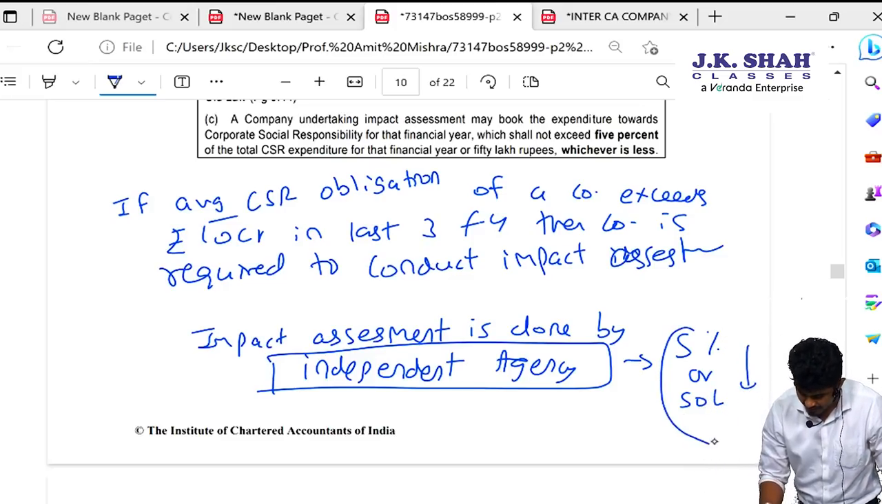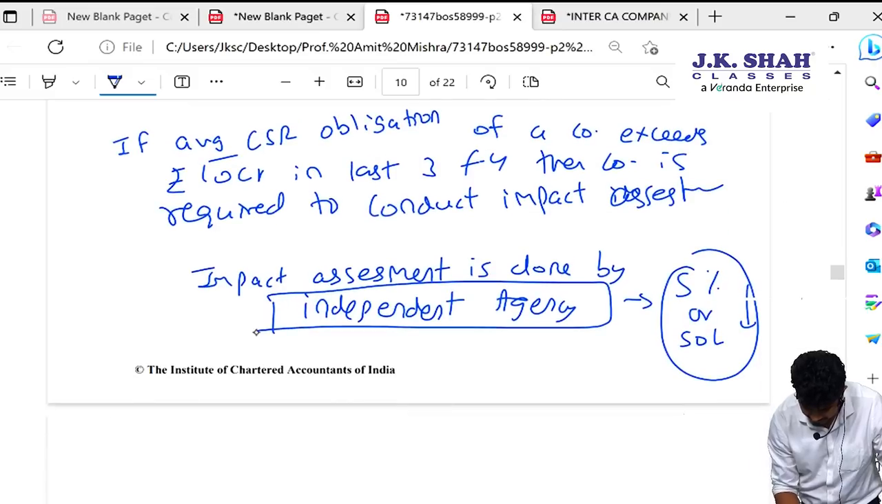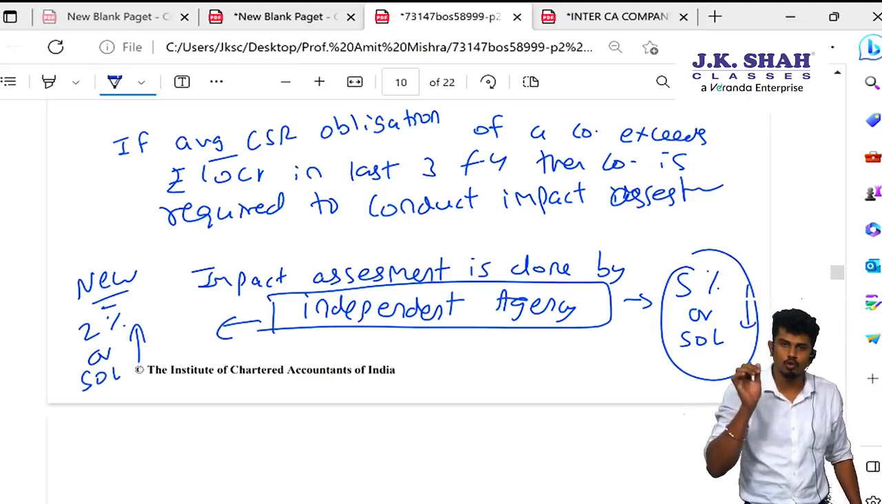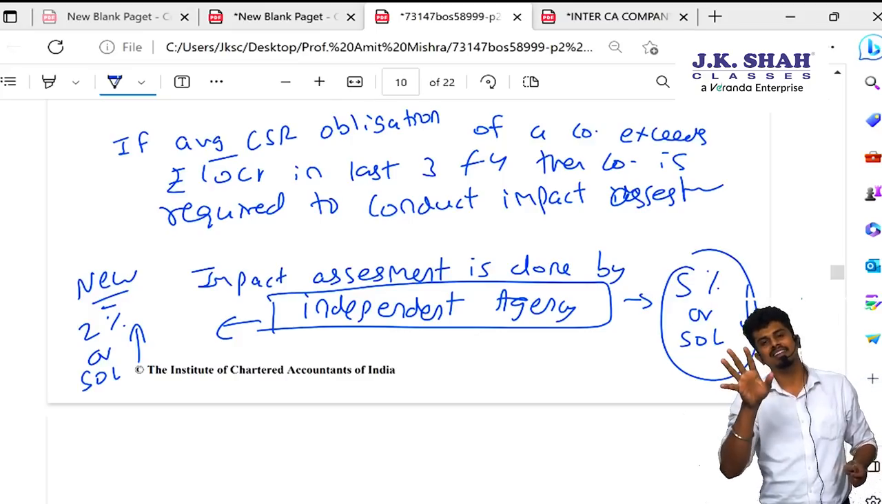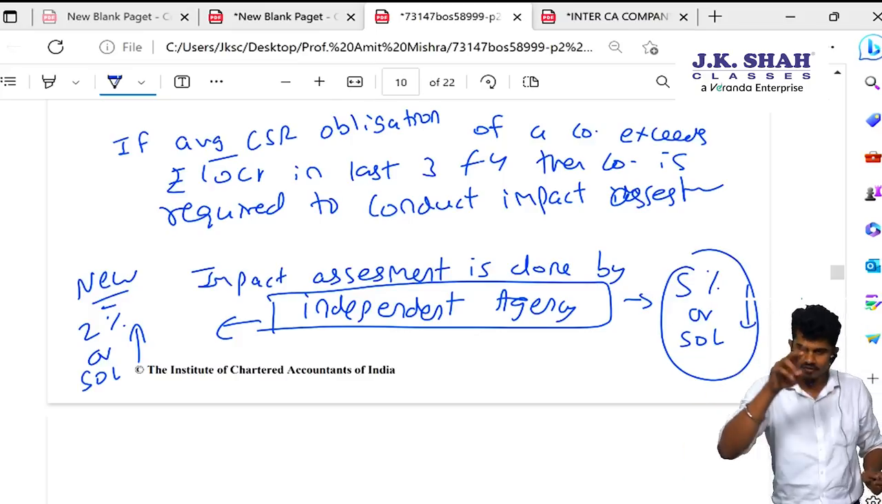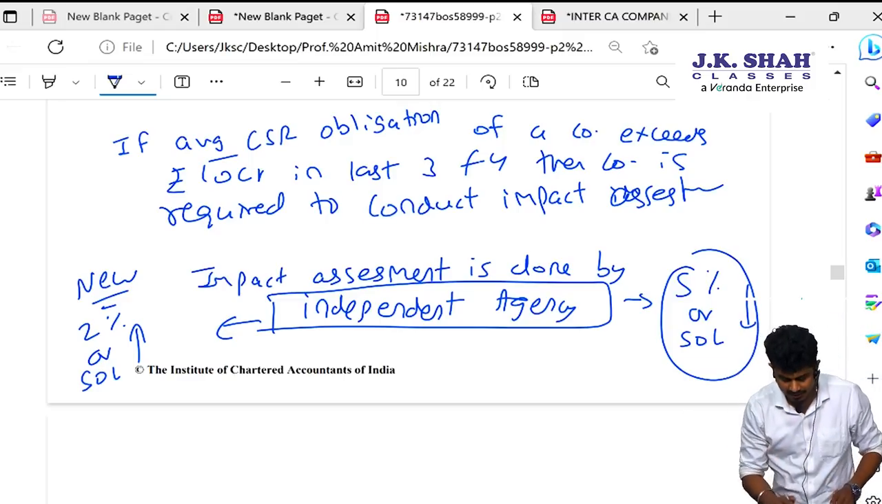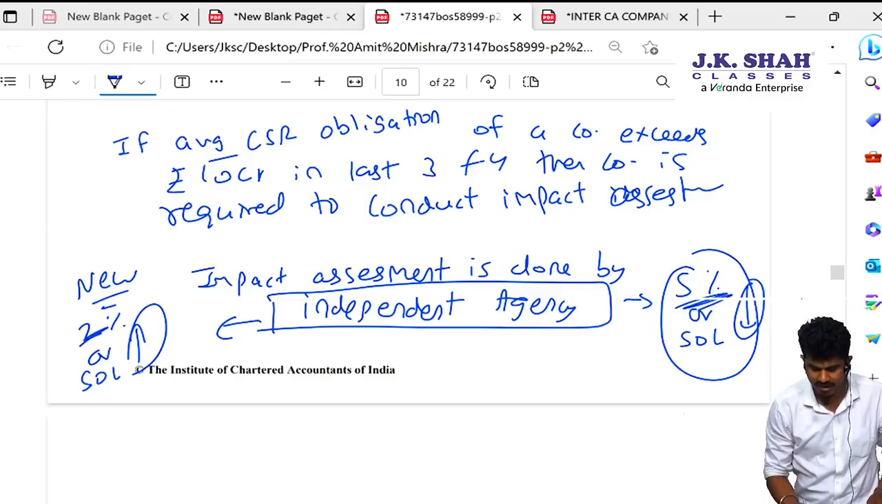So now this has been changed. It is now 2% or 50 lakhs, whichever is higher. 2% of your CSR expenditure, whichever is higher. So 5% is substituted by 2%, and whichever is lower is substituted by whichever is higher. I repeat, lower is replaced by higher and 5% is substituted by 2%.